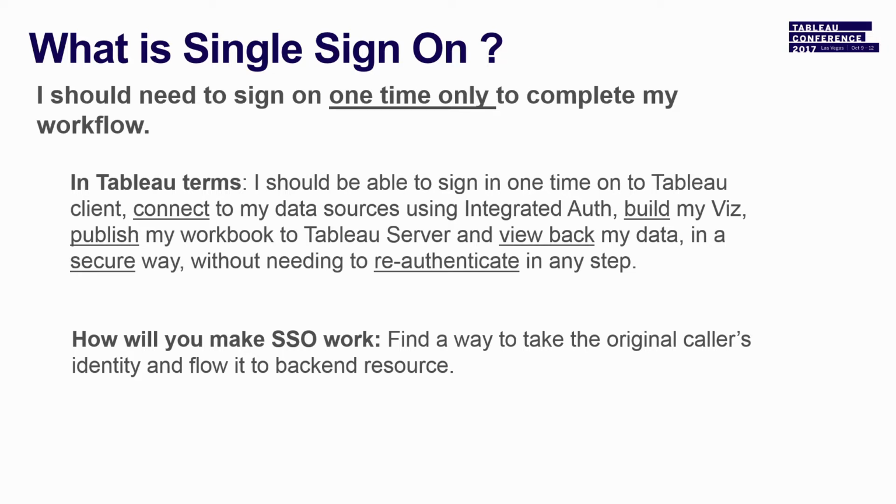Now, if you see this workflow, it's a pretty long workflow. How will you make it work? There are a lot of moving pieces here. There is a lot of different machinery working in the whole flow. How will you make it work? So theoretically, you'll need to find a way that you can take our original caller's identity and pass it on step by step to the next.